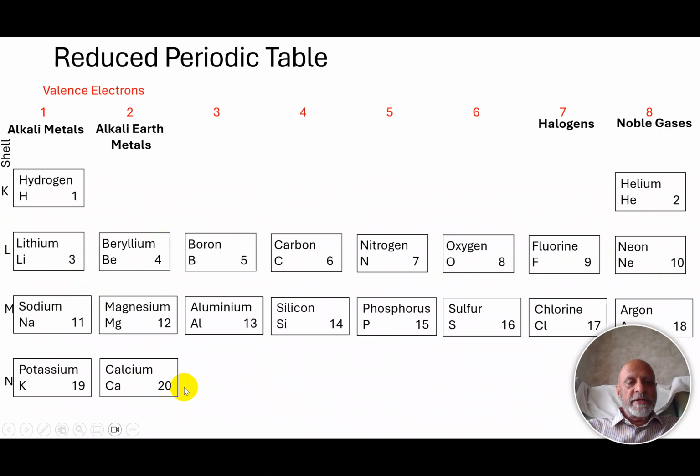Another thing I'd like to draw your attention to is, observe that hydrogen plus 2 comes to lithium, but lithium plus 8 comes to 11 because it is in the next shell. 11 plus 8 comes to potassium, which is 19. Similarly, beryllium is 4 plus 8, 12 plus 8, 20. Boron 5 plus 8, 13. Carbon 6 plus 8, 14. All the way through fluorine 9, chlorine 17, and then neon and argon. All of them have a difference of 8 because of the shell.